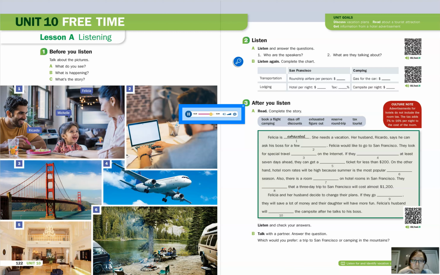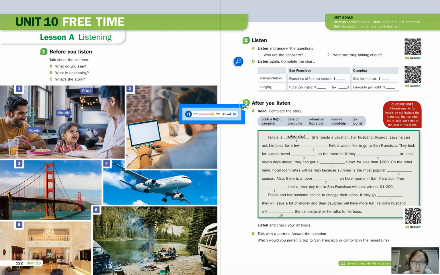Michelle will probably have more fun camping, too. I agree. So, what do you think? Should we make a reservation? I'll reserve the campsite after I talk to my boss tomorrow. I hope he says yes. We really need a vacation.